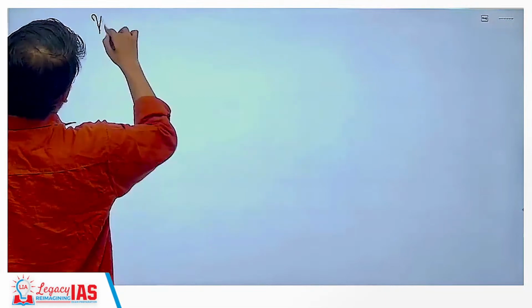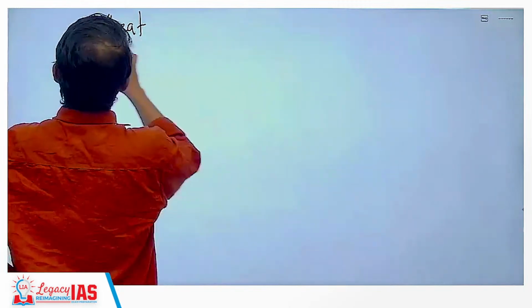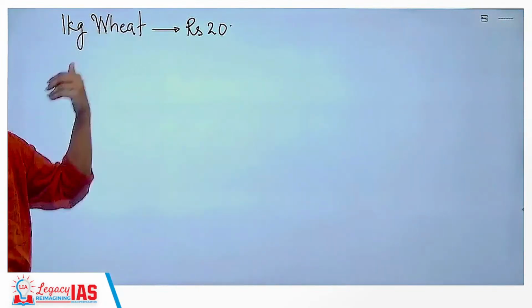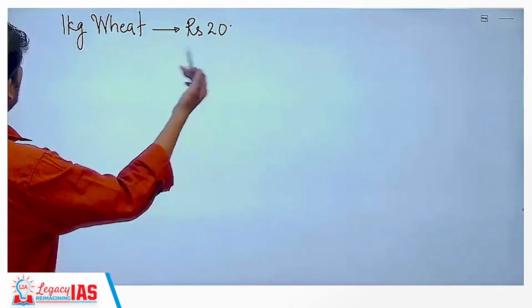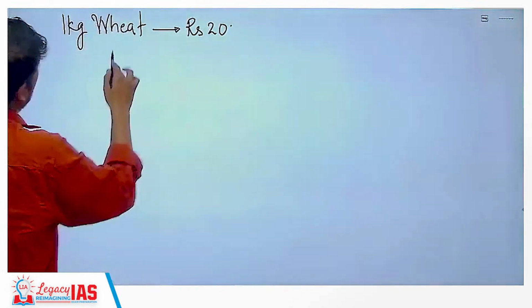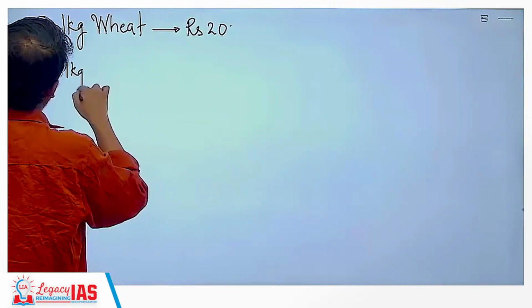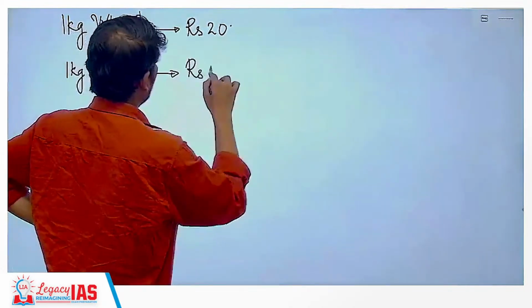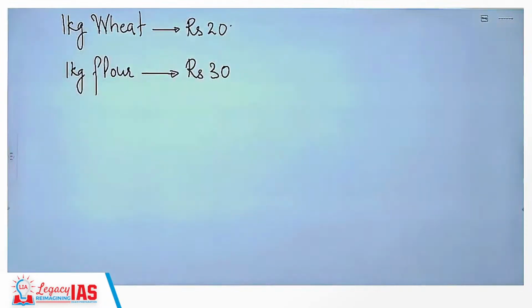Let's say that an economy produces, this is the entire economy, 1 kg of wheat, produced at rupees 20. Now you can either consume that wheat, or that wheat can go into an atta chakki, a flour mill. Then it will be converted into 1 kg of flour, which costs rupees 30, for example.